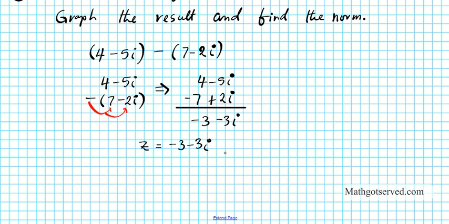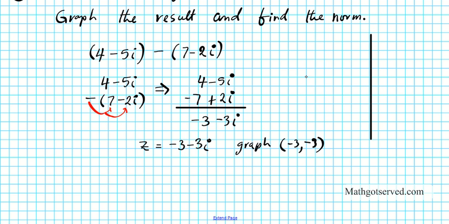Now if I want to graph this, I'm going to graph the point negative 3, comma, for the real part, this is like your x, and then negative 3 for your y. Since they're both negatives, that's going to be in quadrant 3. So let's go ahead and draw the graph.